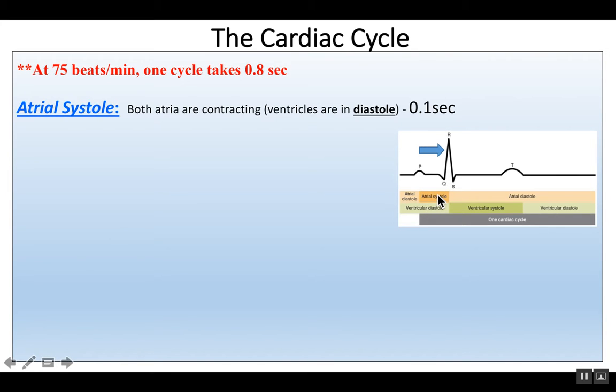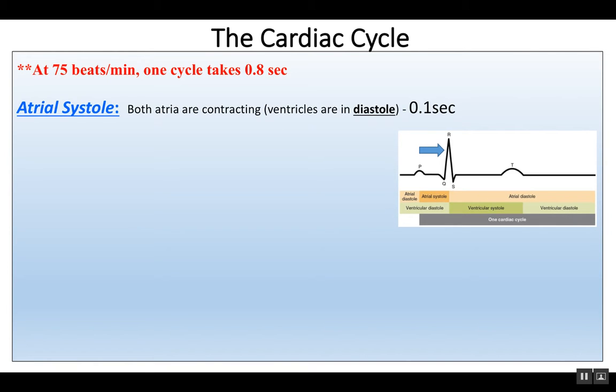Then they switch. The atria are going to then go into relaxation, atrial diastole, while the ventricles are going to go into contraction, ventricular systole. After blood has been pumped, the ventricles go into their relaxed state, called ventricular diastole. So the 3 phases are going to be atrial systole, ventricular systole, and then finally what we will call the relaxation period, when both the atria and the ventricles are relaxed.